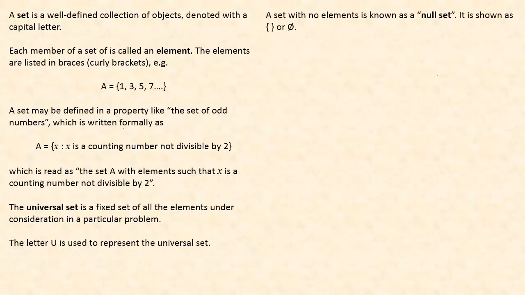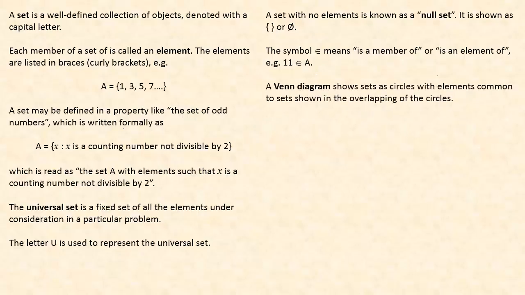A set with no elements is known as a null set or as the empty set. It is shown either with braces showing nothing in between, or this symbol here, which is actually the Danish letter Ø, so just a circle with a line through it. The symbol shown here means is a member of, or is an element of, or if you like, belongs to. For example, 11 belongs to the set A that we defined over here.